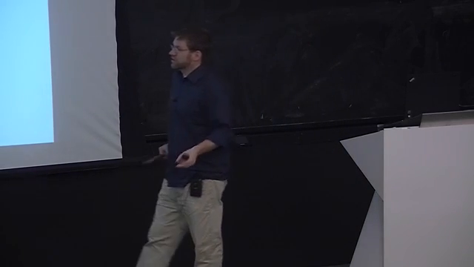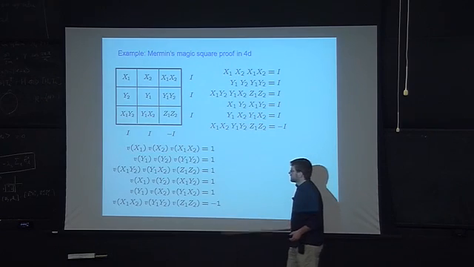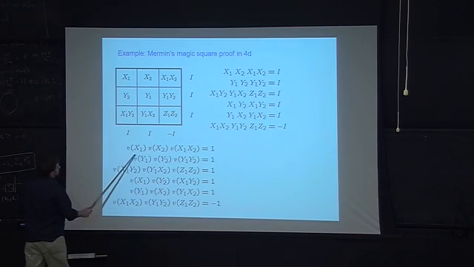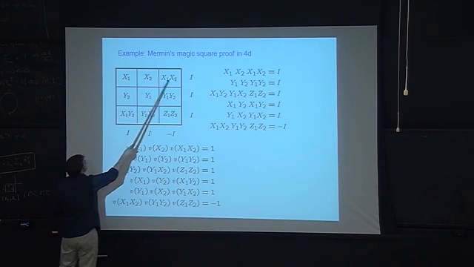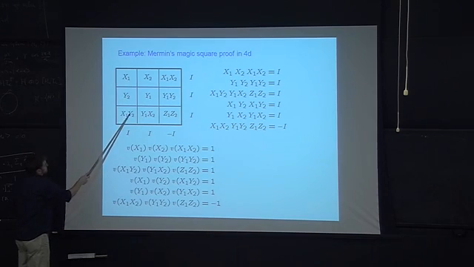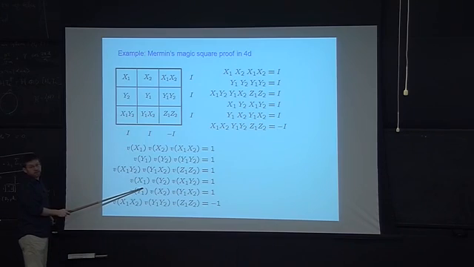Let me point out that the critical assumption, the assumption of non-contextuality, is appearing here in the following way: when I consider the value assigned to x1 in this row, it's the same as the value that's assigned to x1 when I consider it as part of this column. So v of x1 here has exactly the same value as v of x1 here.